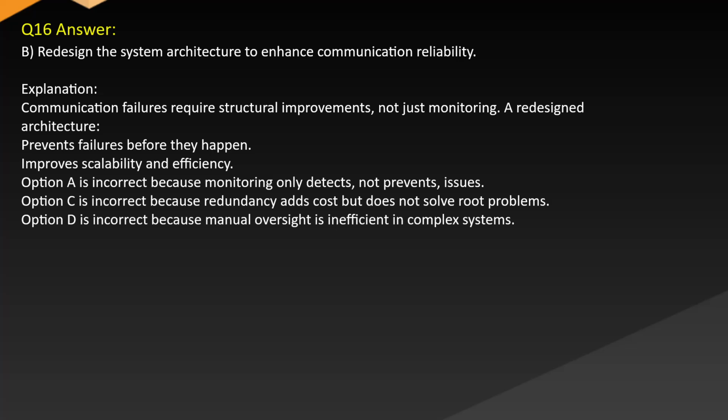Answer: B. Redesign the system architecture to enhance communication reliability. Explanation: communication failures require structural improvements, not just monitoring. A redesigned architecture prevents failures before they happen and improves scalability and efficiency. Option A is incorrect because monitoring only detects, not prevents, issues. Option C is incorrect because redundancy adds cost but does not solve root problems. Option D is incorrect because manual oversight is inefficient in complex systems.